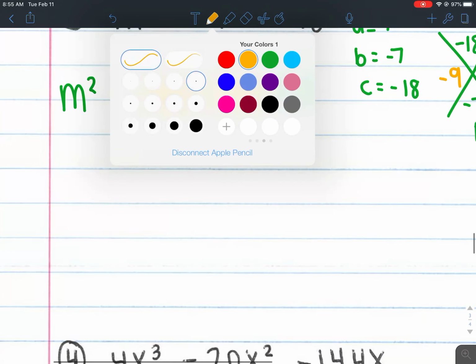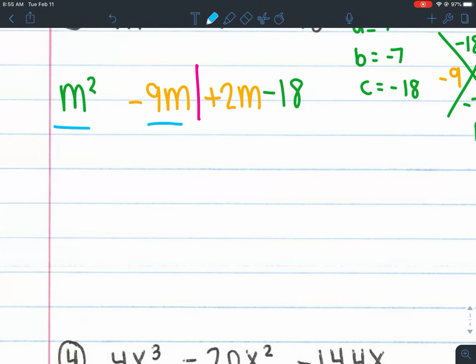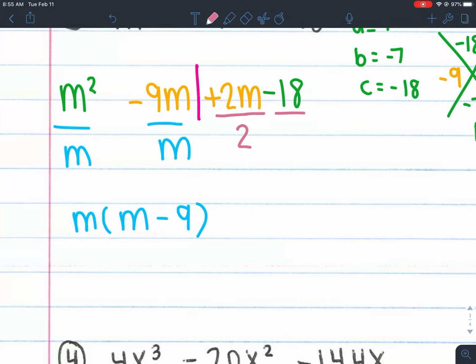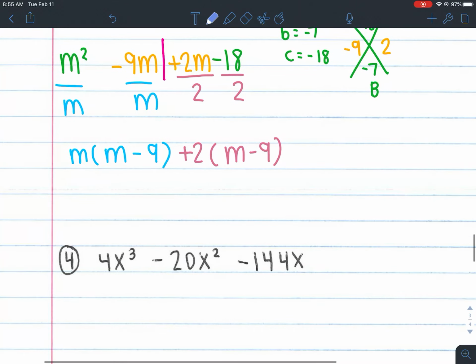All right. So we're going to again split this down the middle, make it 2 groups because we're factoring by grouping. Find the GCF of the first 2, 1m, and we have m minus 9 left. Here I would factor out a positive 2, not a negative 2. Just because this one's negative doesn't mean I factor it out, only if the first term in the group is negative. So this would be positive 2, and then I would have m minus 9 left over. And so one of my factors would be m plus 2, and the other factor is m minus 9.